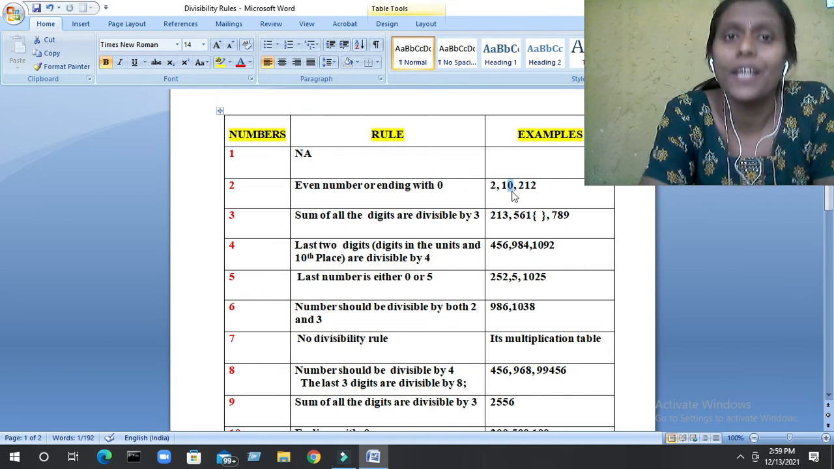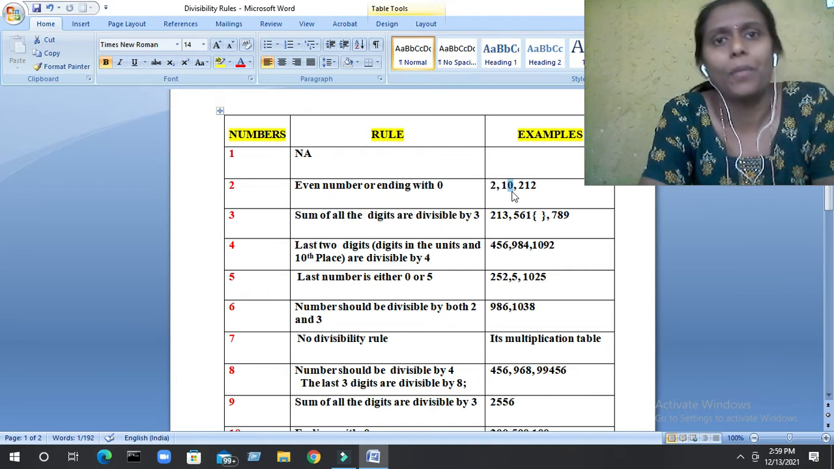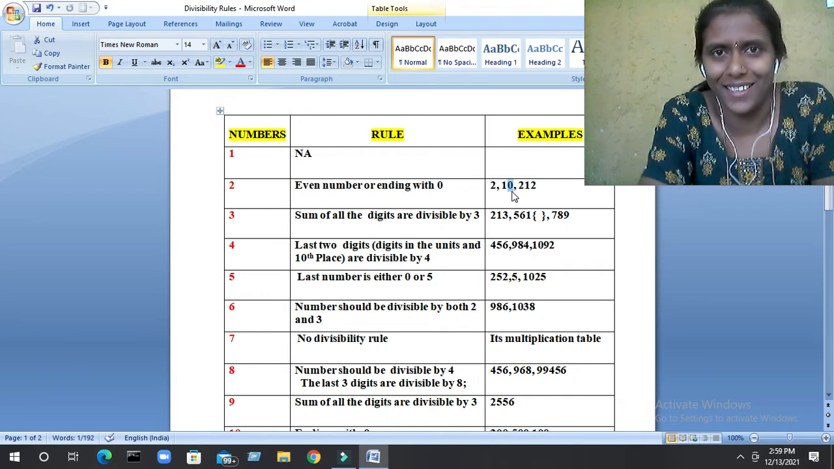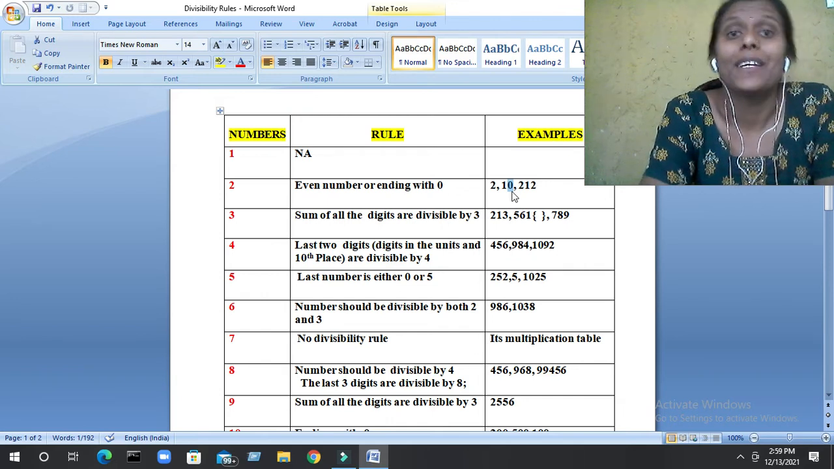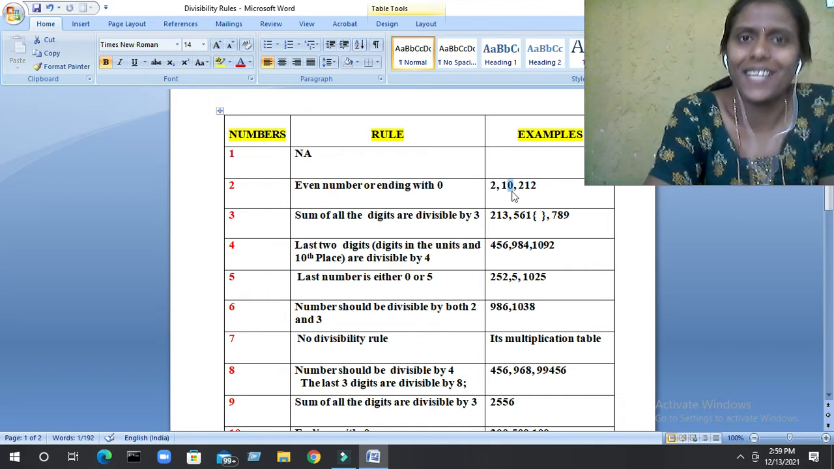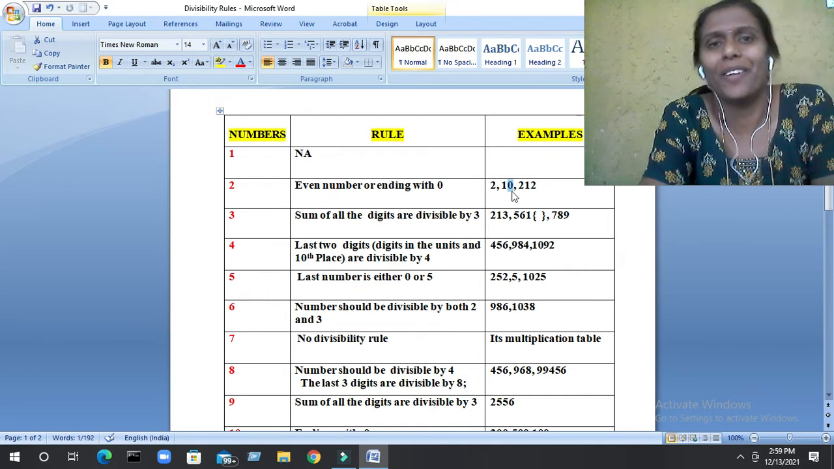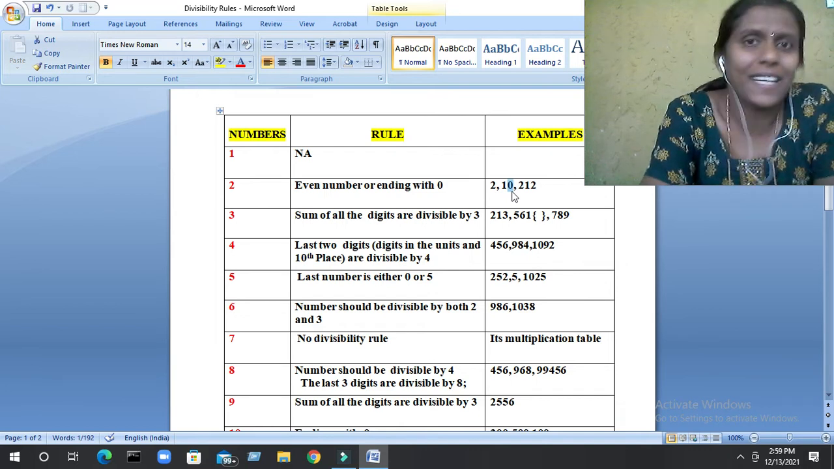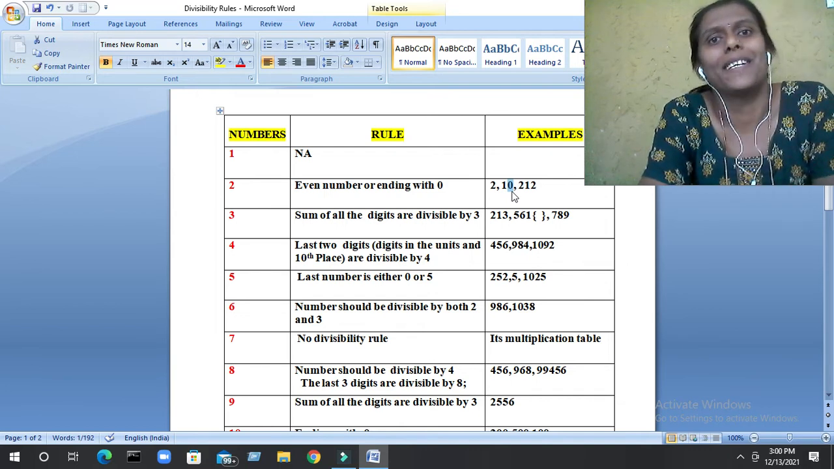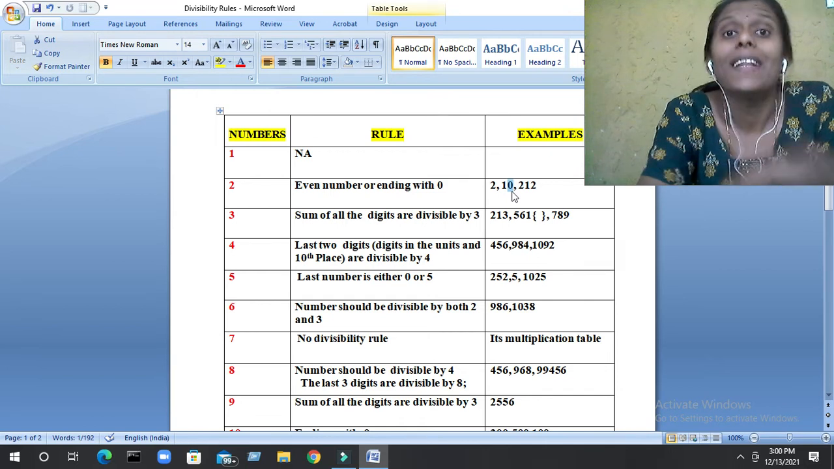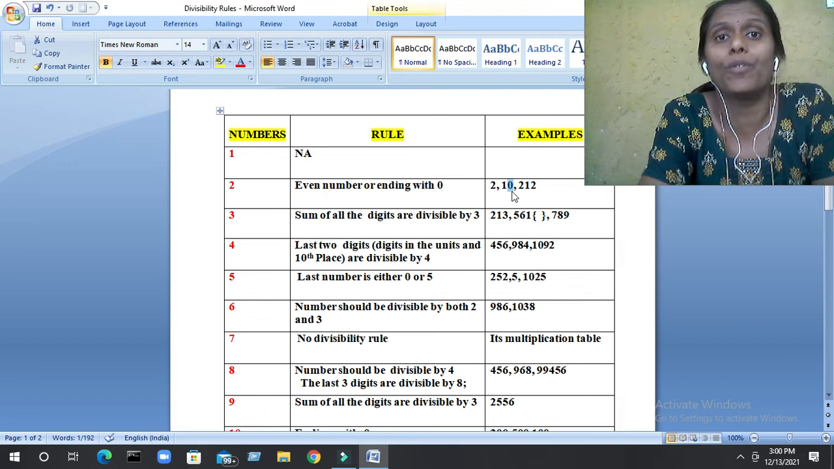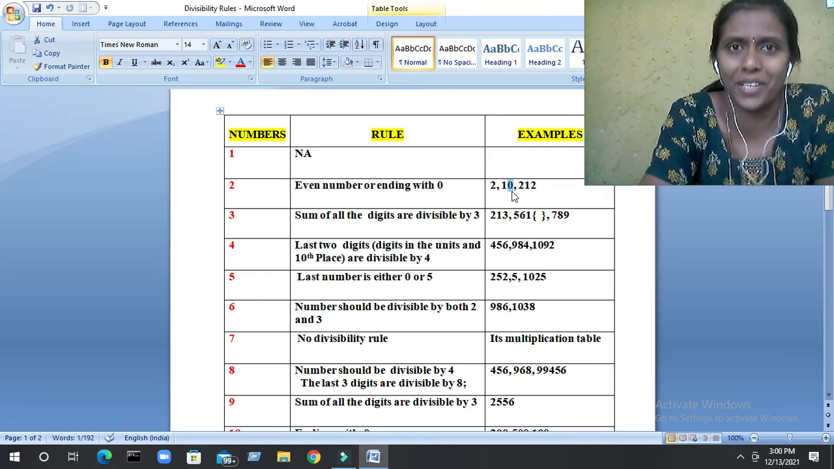All you do is sum up 213: 2 plus 1 plus 3, isn't it? So that becomes 3 plus 3, which is 6. Yes, in our multiplication table we know 6 is divisible by 3. 3 is a factor of 6. So you can easily say whether this number is divisible by 3 or not. Such rules are very handy for you when you go for complex calculations.